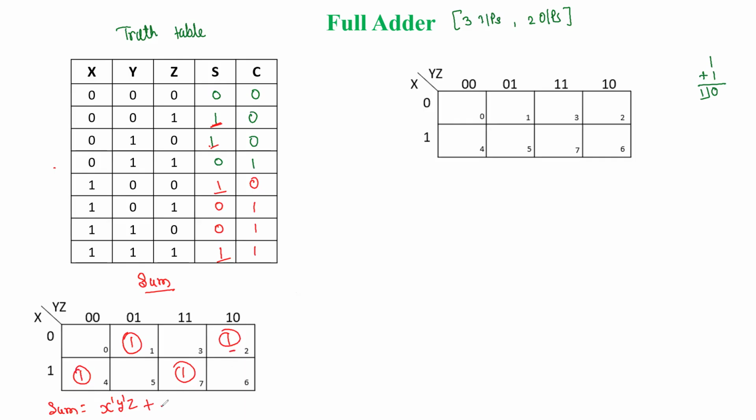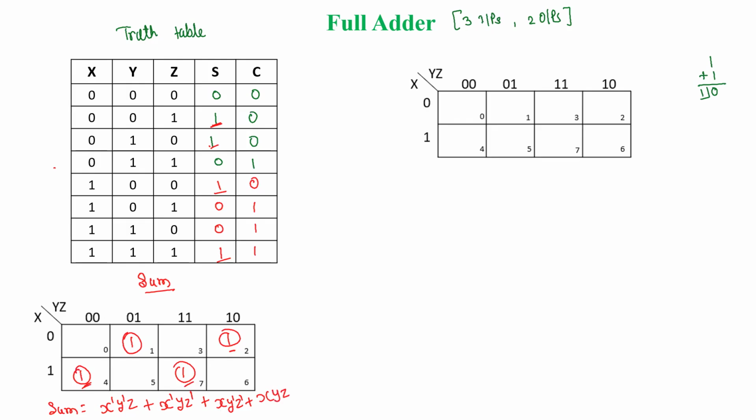Row wise you have x dash, column wise we have y, z dash, plus, now we'll write for this one. Here row wise we have x, column wise y dash, z dash, plus, for the last one, row wise is the same x, and column wise we have yz.